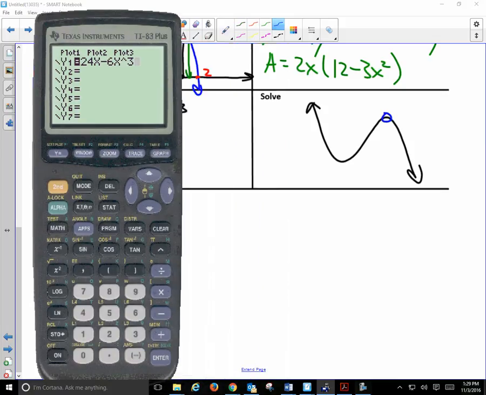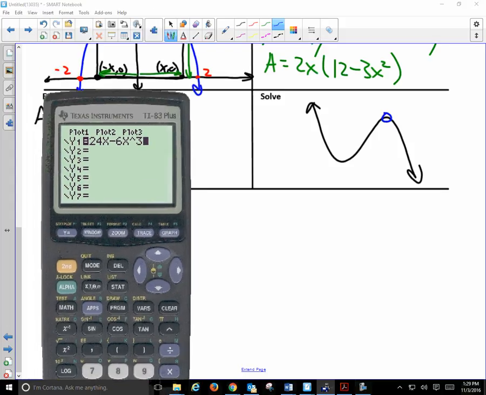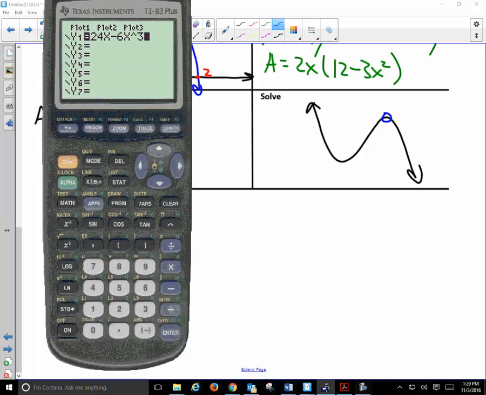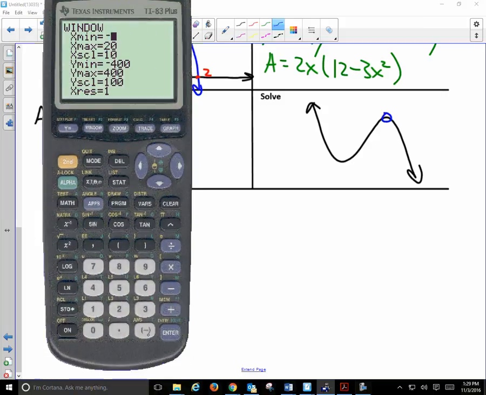I need a window. What is the largest x value that you can have? Look at the parabola. 2. 2 would be the largest x value you can have. So if I go into my window and I go -5 by 5, that will for sure be enough.